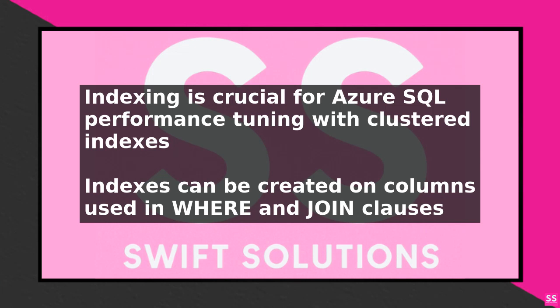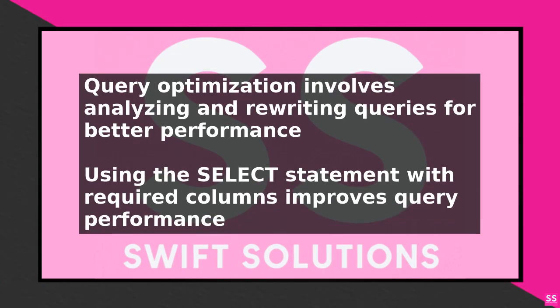Query optimization is another key area of focus in Azure SQL performance tuning. This involves analyzing and rewriting queries to improve performance. For example, using the select statement with only the required columns instead of selecting all columns can reduce the amount of data transferred and improve performance. Additionally, avoiding the use of cursors and using set-based operations instead can also improve performance.